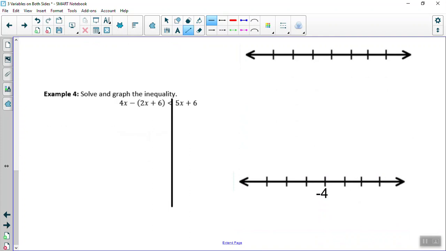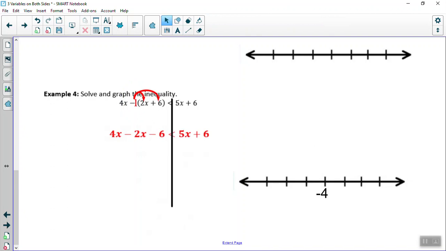I'm not distributing that 4x. That's before that minus sign. So we have to remember that the number that we're going to distribute is that invisible 1. Put a 1 right here so that I can distribute that negative 1. So I'm going to distribute negative 1 to the 2x, and then I'm going to distribute that to the 6. So bring my 4x down, I get negative 2x minus 6 is less than 5x plus 6.